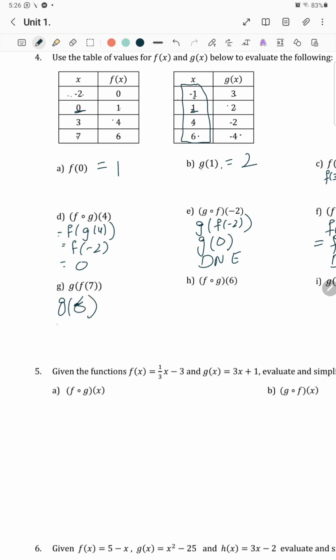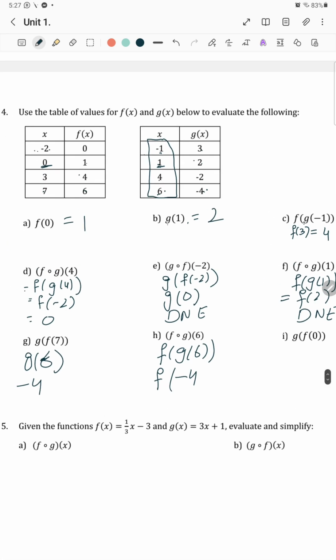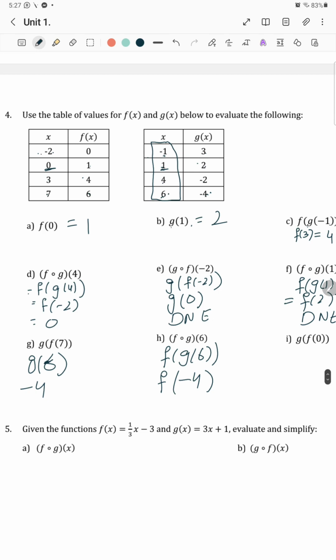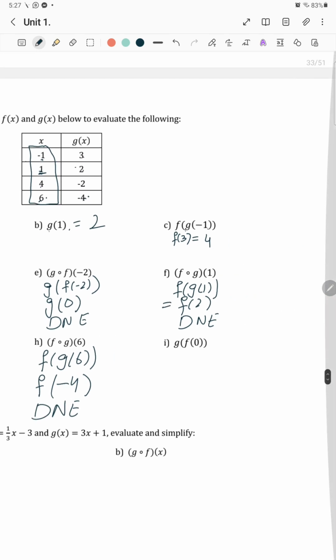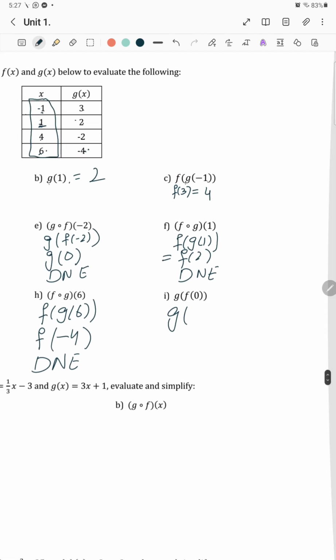g of 6, answer is minus 4. f g of 6, answer is minus 4. f of minus 4 does not exist. g f of 0, f of 0 is 1, g of 1 is 2. So in this way we can solve the questions by using the table values.